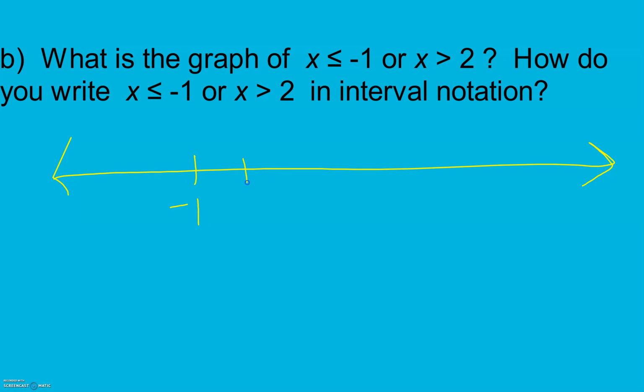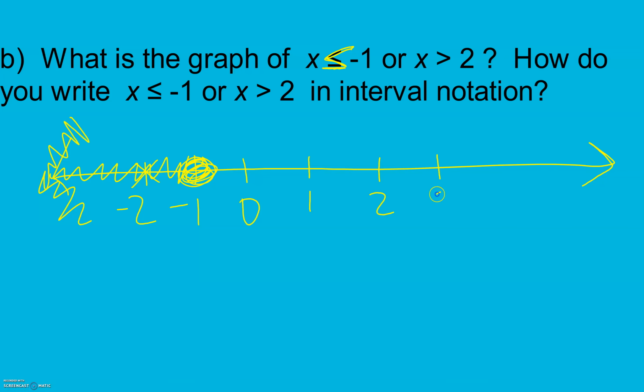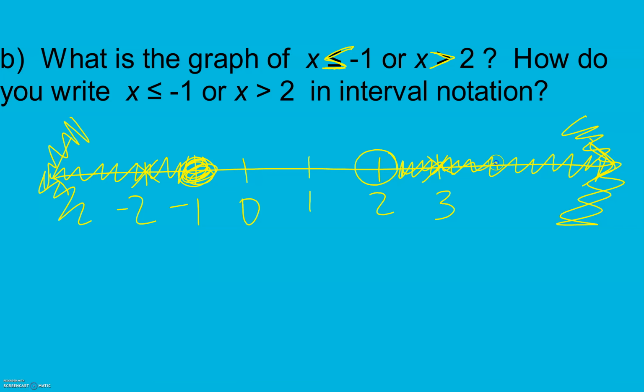So at -1, I have a point. I want it to be equal to, so I fill that in, and I want numbers that are less than, like -2. Then I have a point at 2. Since it's not equal to, I leave that open, and we want our numbers to be greater than 2, like 3. And everything over here. The gap in the middle only happens for ORs, so we're good.